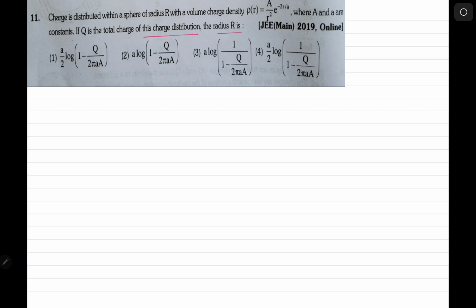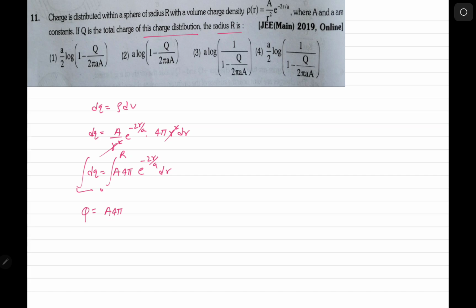Okay, so I'll start with dq = rho dV directly. The same thing is happening again and again: (A/r²) e^(-2r/a) into dV. dV will be 4πr² dr. So now dq, r² cancelled here, is A·4π e^(-2r/a) dr. Now we'll integrate from 0 to capital R, because we have to find the entire charge, and this integration of dq will be equal to capital Q as per the question.